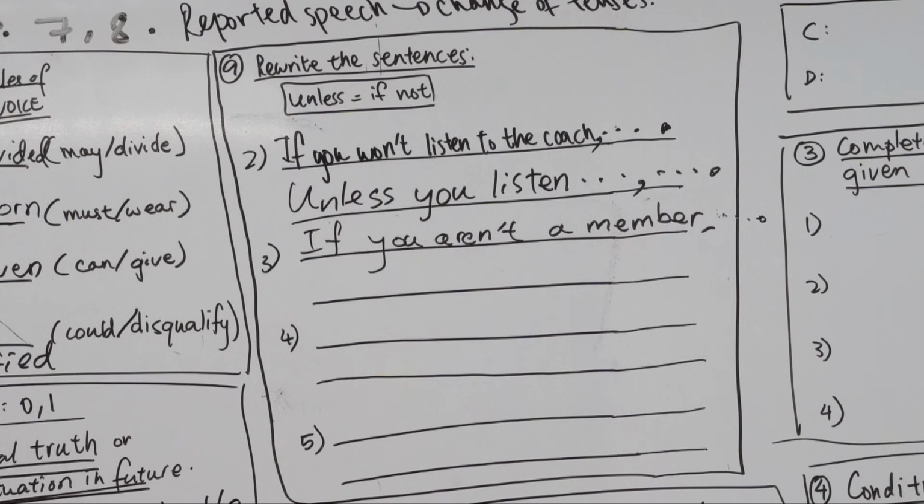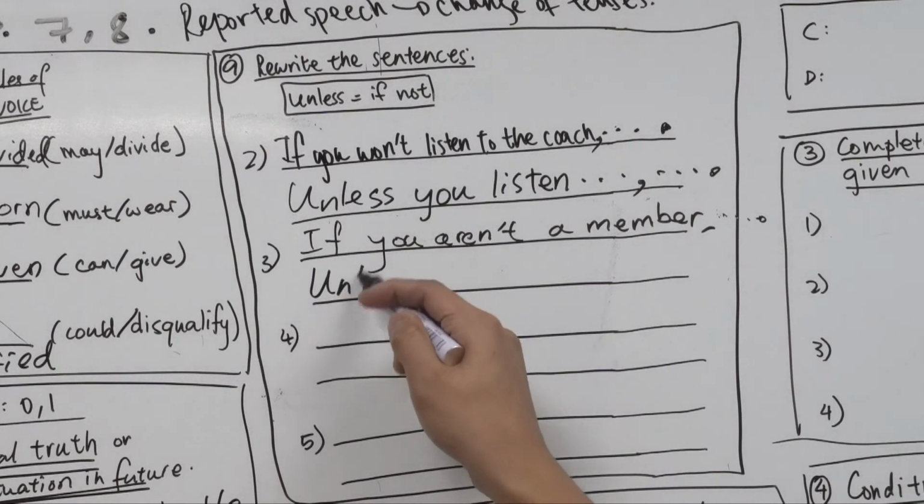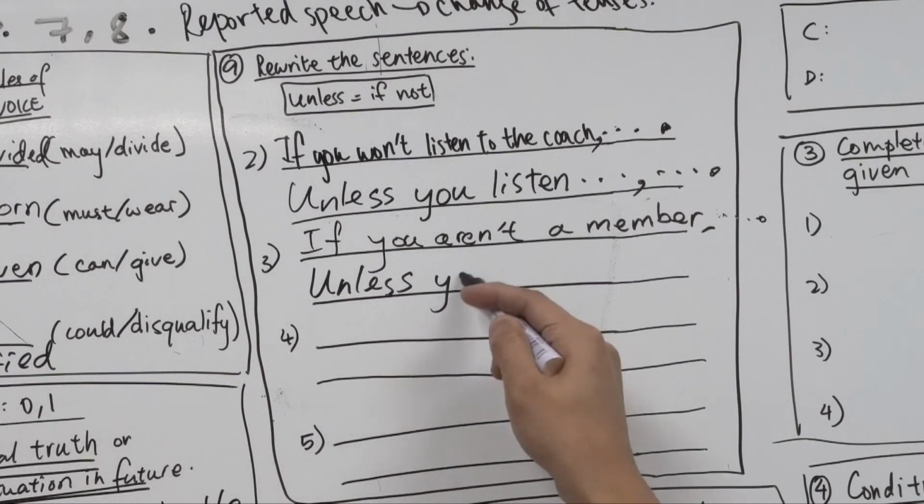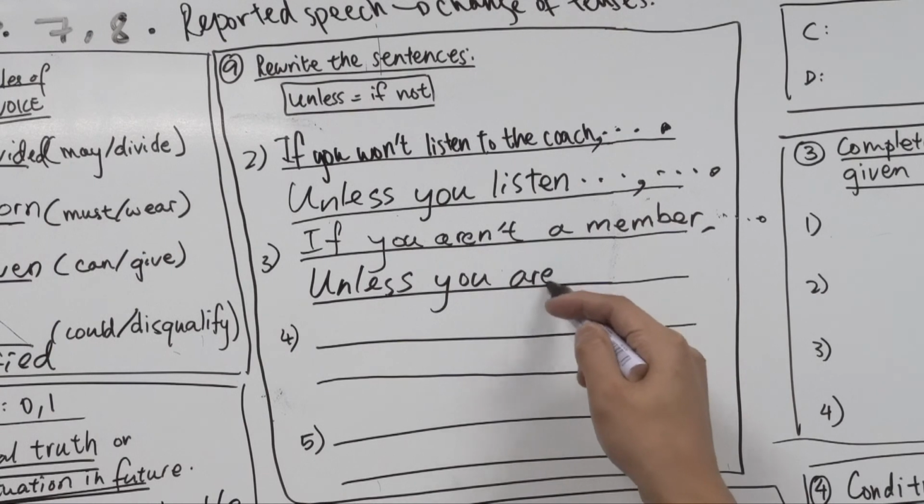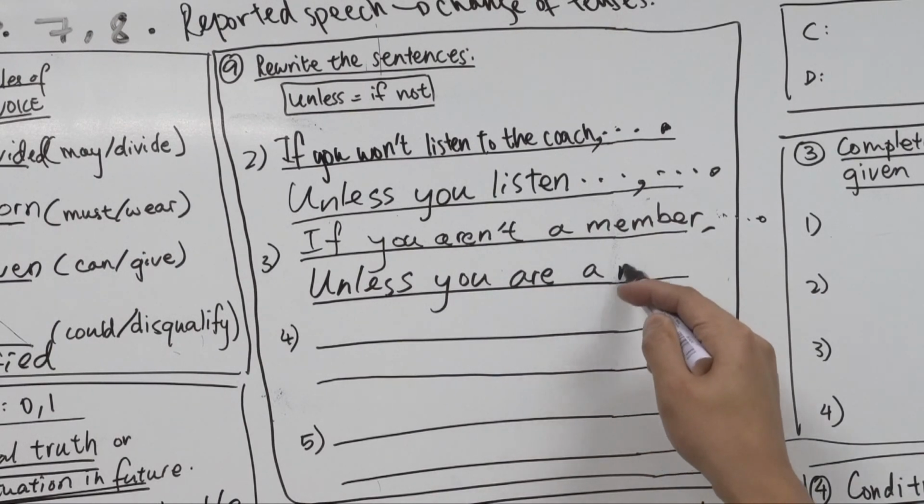Again, same part, right? You won't be. And then same, right? Unless you are a member. So for the unless part, there is no aren't, right? Unless you are a member.